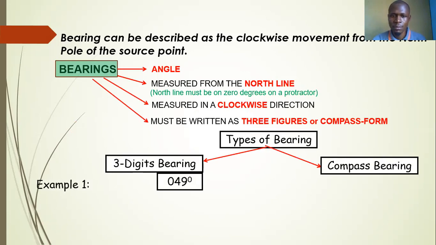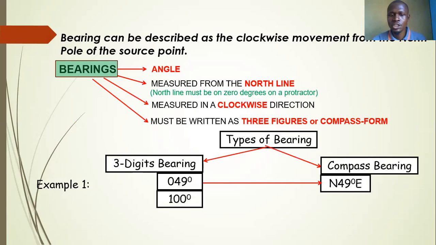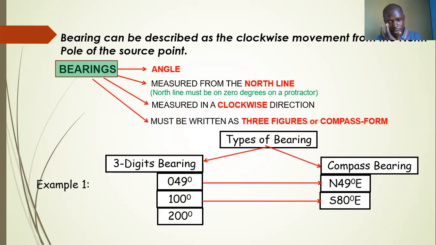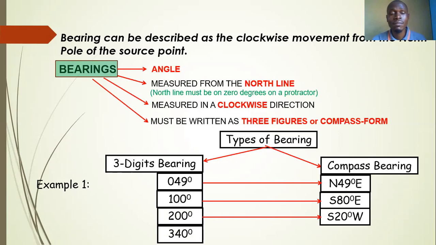Let's look at some 3-digit bearings and their compass form. Example 1: you have 49 degrees. The compass is north 49 degrees east. You have 100 degrees, which is 3 digits. The compass is south 80 degrees east. You have 200 degrees. The compass is south 20 degrees west. And you have 340 degrees. The compass is north 20 degrees west.